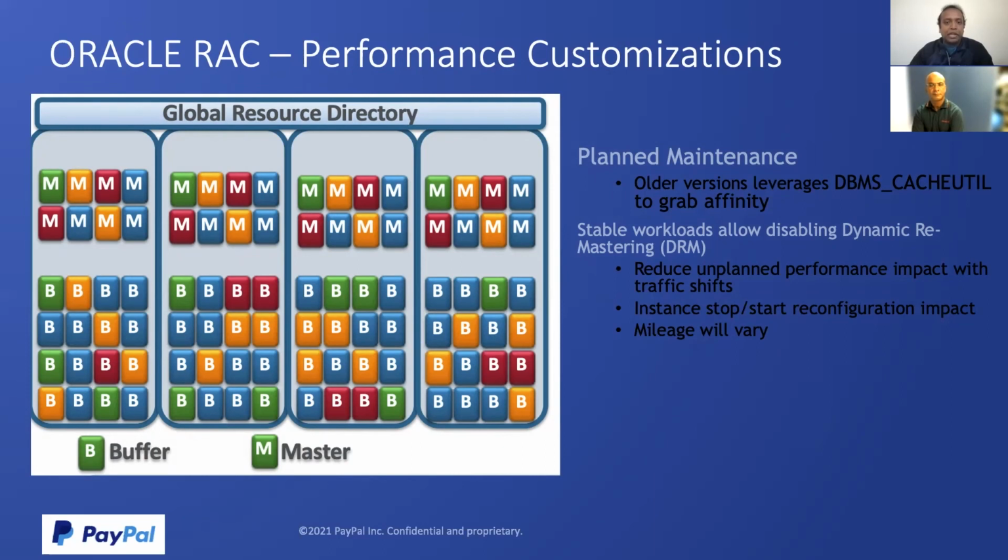And this is one of the things we did in the past, and we do for some systems even today: you can use this utility provided by Oracle to grab the affinity. So basically, as you can see on the left side, your mastership is distributed across the instances. With this DBMS cache utility, there are some procedures, and you can grab the affinity and bring those to the local node before you go with the maintenance. So you clean up that particular cache before you go with the maintenance.